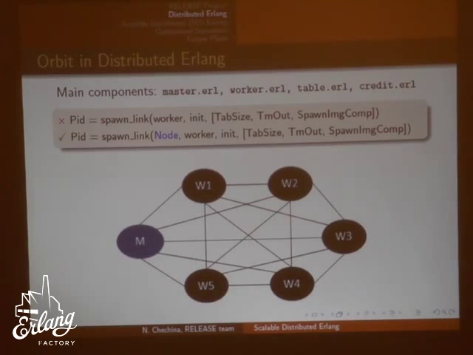So if we have just one node, then we just spawn it, and that's it, by the hash value of the table. If we have distributed Erlang, then we need to define a node here. But that's actually the difference between non-distributed Erlang and distributed one.